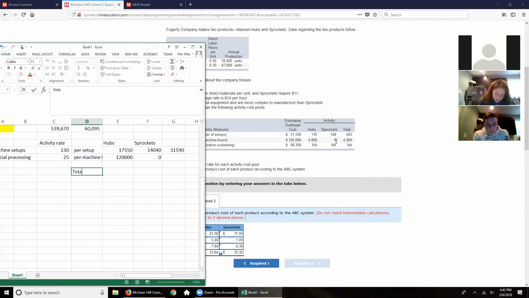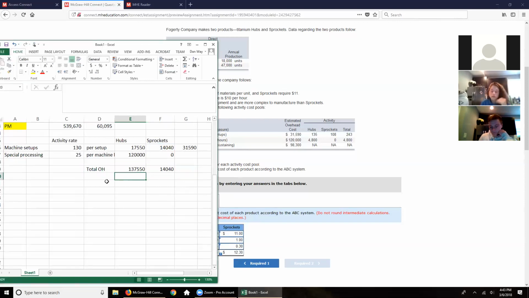Okay. So then the total overhead applied or assigned to the hubs is the sum of the amounts applied from the setups, and that's special processing. And then same deal for the sprockets. In that case, they only had the setup costs. So now this again represents the total overhead cost applied to these products, but we want it on a per unit basis to determine the unit product cost.